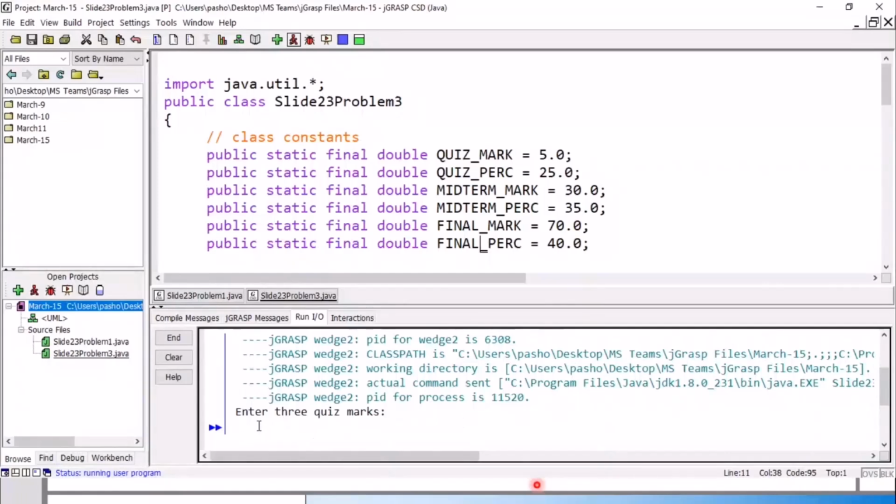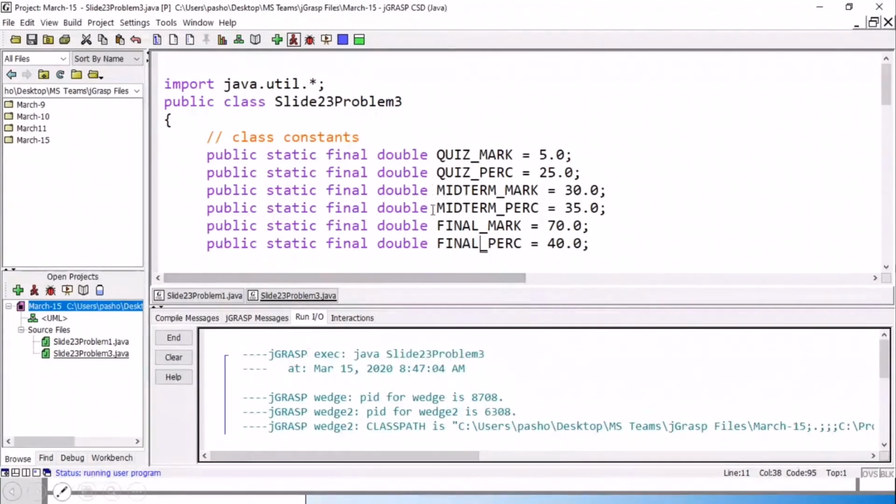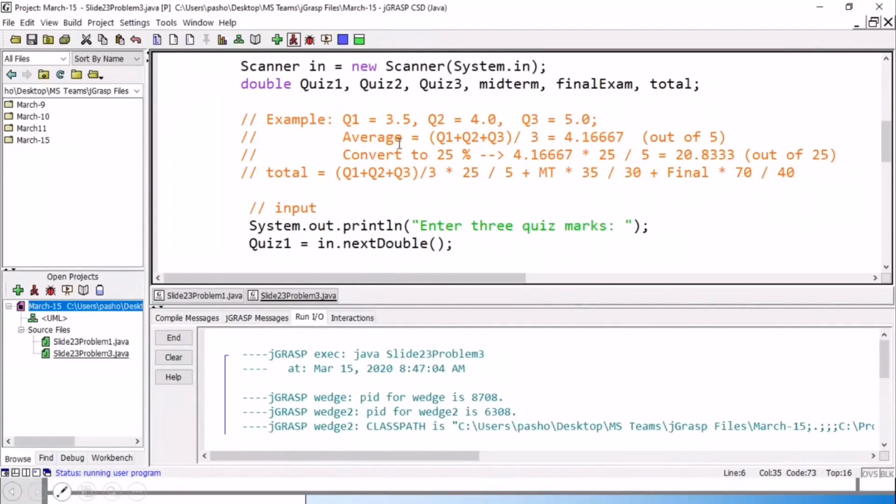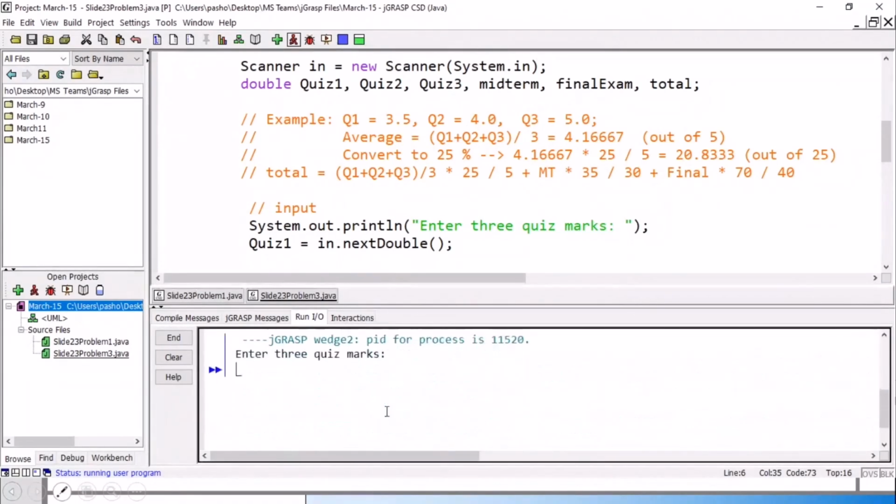Now you need to prepare some examples on 3 quizzes. So we have already typed up here for 3 quizzes: 3.5, 4.0, and 5.0. So let us give this one as an input, 3.5, 4.0, and 5. If it is an integer, you don't need to put point because it will read it as a double. But for showing you that this is double, we write double.